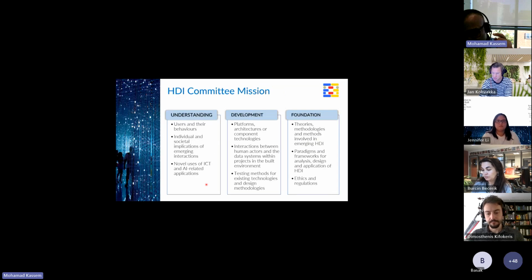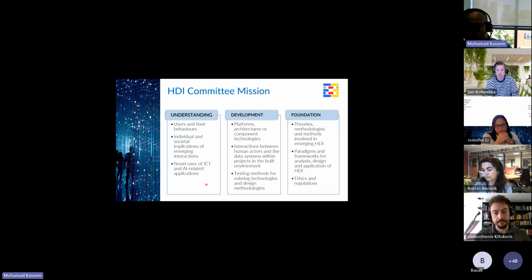So in terms of how we structured ourselves, and this is really key, we structured ourselves to investigate topics at 3 levels. If I start from the right, from the foundation, it's theory focused. Some of what Prof. Richard Mortier will present falls in this space: looking at theories, methodologies related to HDI, frameworks for analysis, and so on.